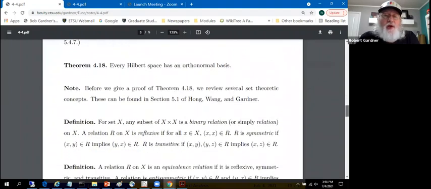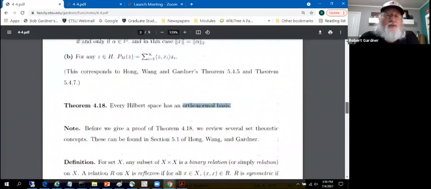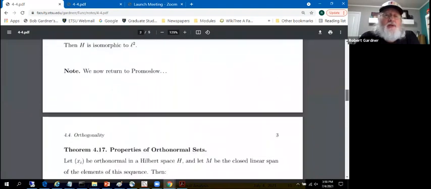And what we want to show is every Hilbert space has an orthonormal basis. We'll use some of these results up here. Before we go through a proof of this, and we're using the term orthonormal basis back in the setting of Promislow, make a statement about that.